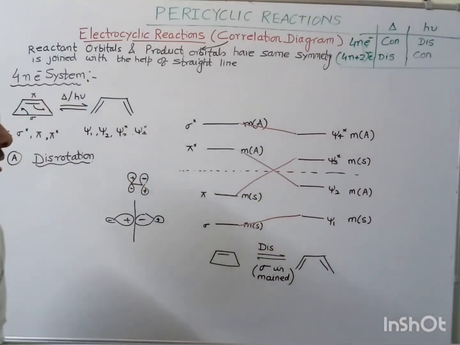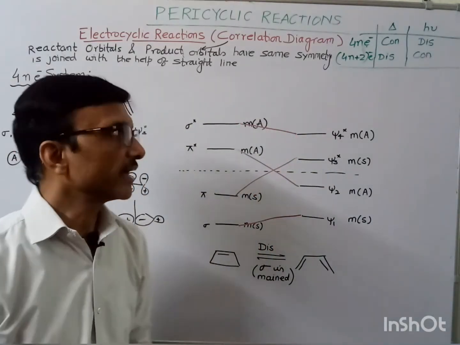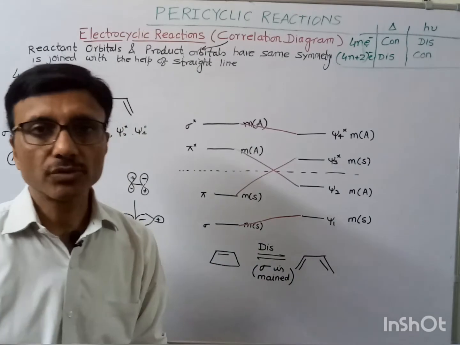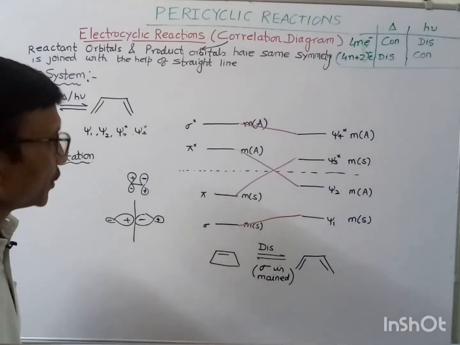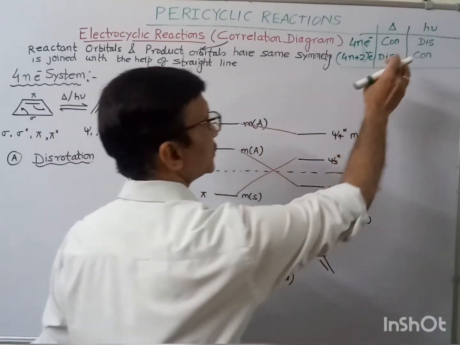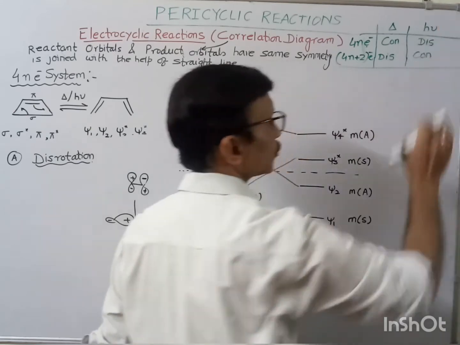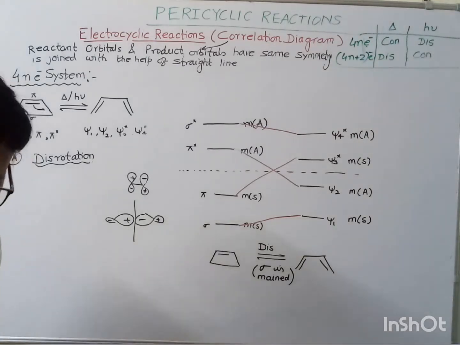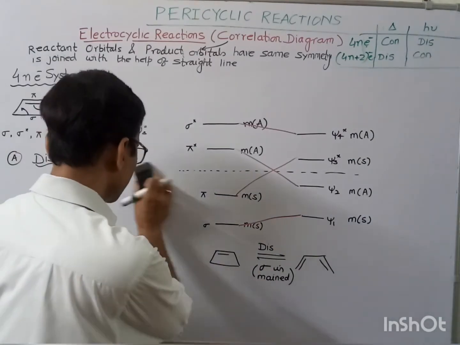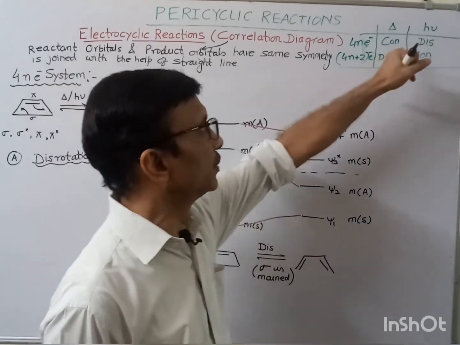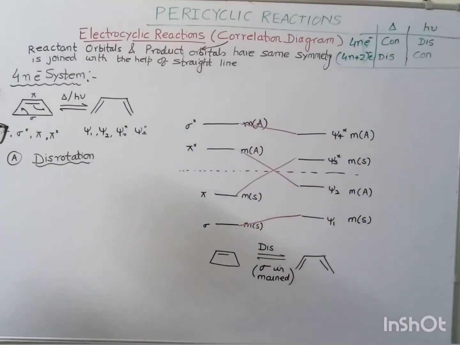Okay, so this is the simple correlation diagram for the 4n electron system which is involved in the disrotatory motion of the orbital. Now during this rotation, what we have seen in the selection rule is that this is only allowed under the photochemical condition. So let's prove that this rotation is only allowed under the photochemical condition, that I will prove here.